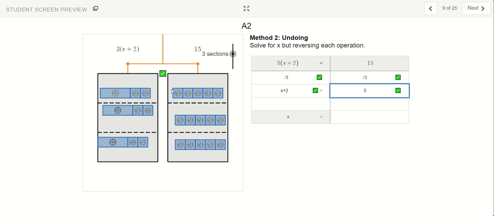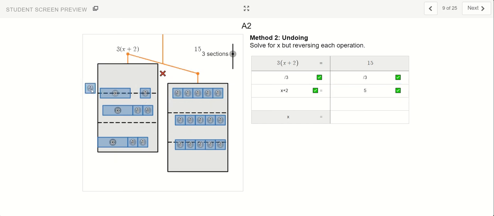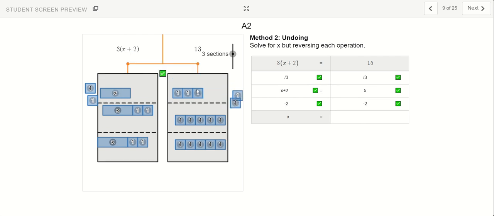So all that's left is to get x by itself. So let's get rid of these 2 over here. But if I subtract 2 from the left side, I also need to subtract 2 from the right side. So let's get rid of 2 over here. So I see that 1x balances out with 3 of these squares. So x equals 3.